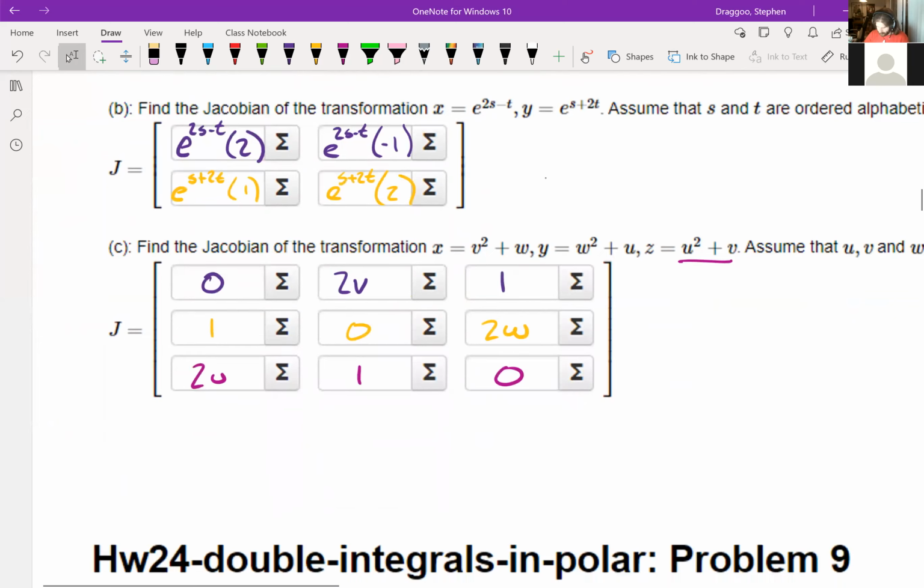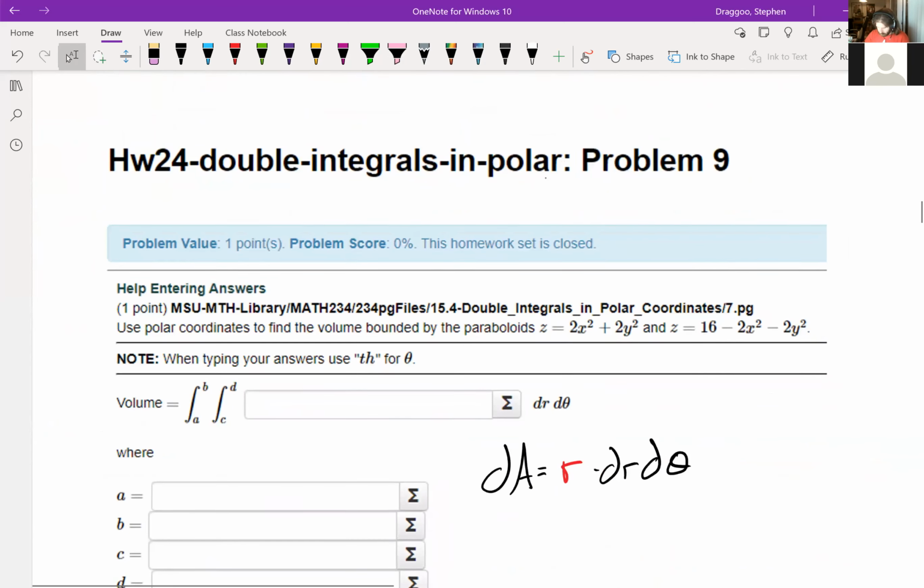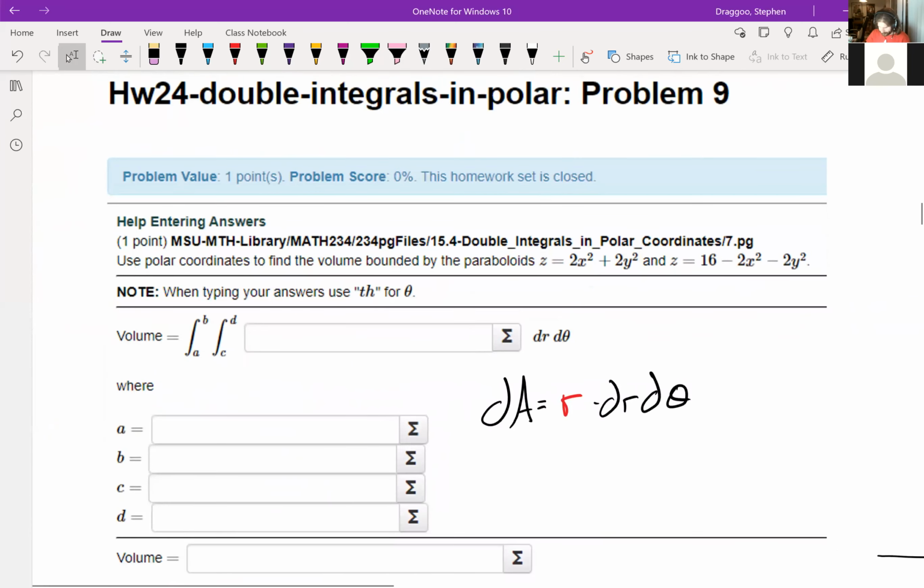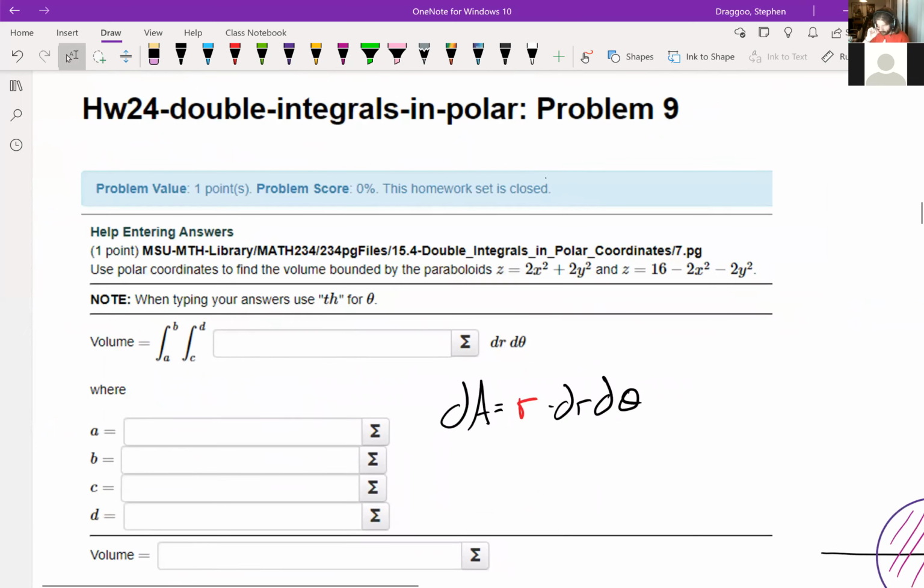Right on. Okay. Moving on to polar coordinates. Let me see if I saved any of this part. Looks like I saved at least a little.